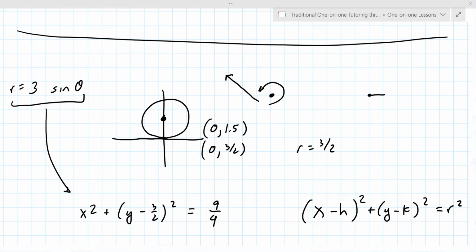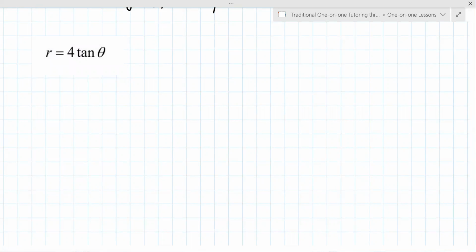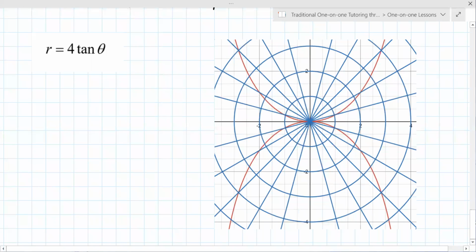Okay, on to r equals 4 tangent theta. Would you like me to snip in the graphs? I have not done that, but if it would help you, I could. Yeah, that would be helpful. All right, let me do that here. This one's a little hard to see. Of course, the one I finally suggest we do. Okay, so here's the graph. It's the red graph. Kind of looks like a Spider-Man thing.